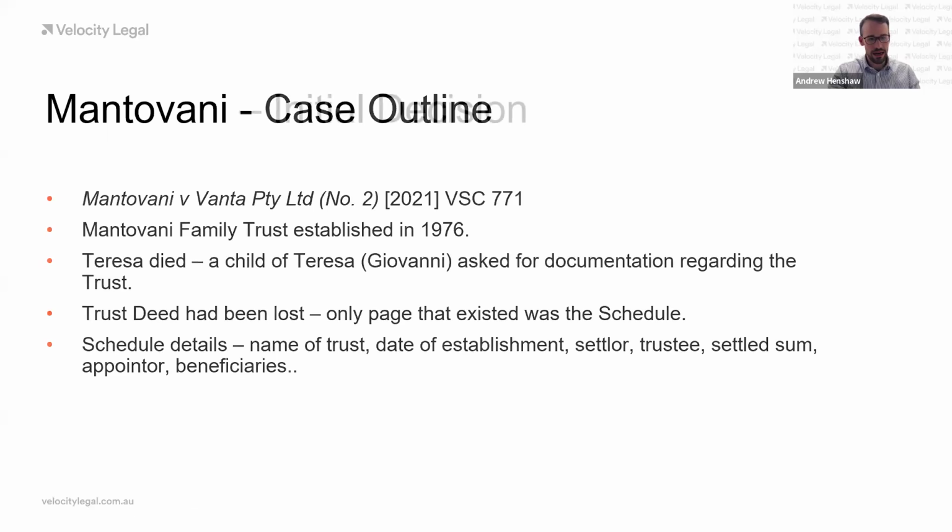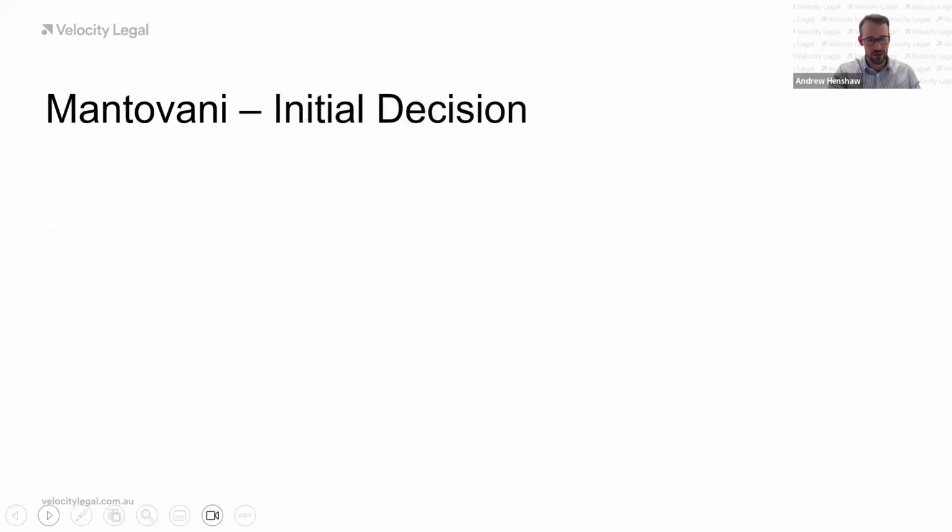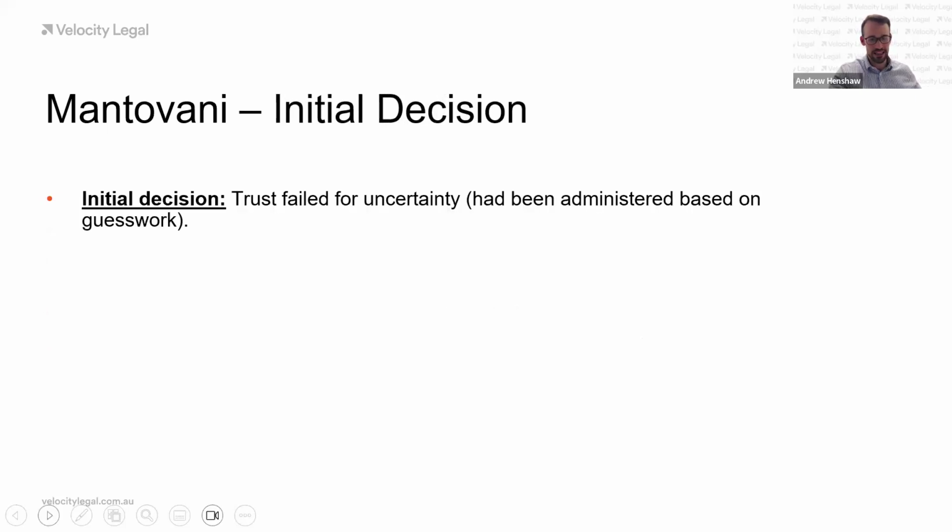So what happened? Well, we had an initial decision, and what this initial decision said is that the trust failed for uncertainty. There was not sufficient certainty about the constitution of the trust, and therefore it failed for uncertainty. And it had been administered based on guesswork.